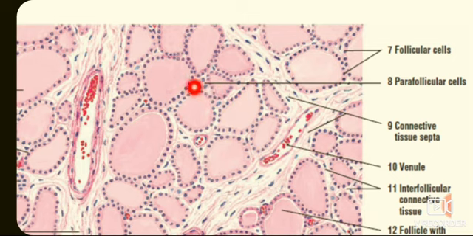These parafollicular cells are larger than the follicular cells and they have polyhedral shape with oval eccentric nuclei. The parafollicular cells occur singly or in small clusters between the follicles or within the follicle.